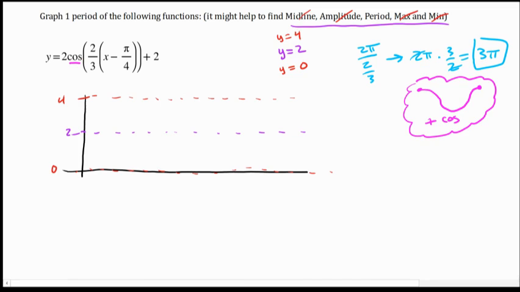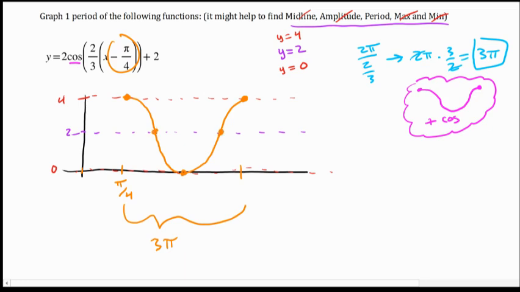Now, the h value here tells us where we're actually going to start. So instead of starting at my x value of 0, I'm going to start at my x value of pi over 4, and that first point is going to be at the top. Now remember, my period is 3 pi, which means that this distance here has to be 3 pi. I'm going to go down, hit the bottom, back to the top. So that's the general shape.